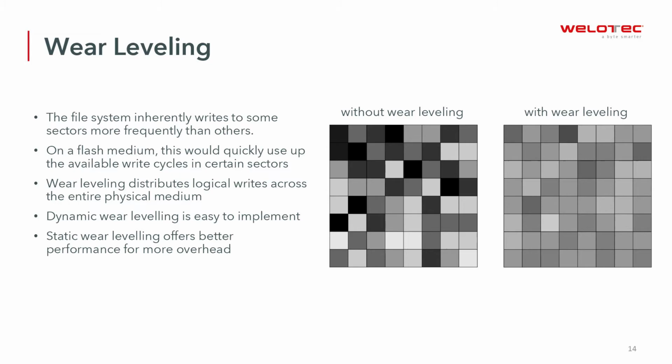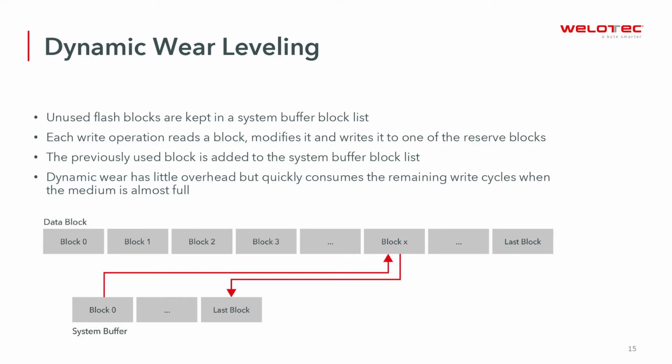There are two major ways of implementing wear leveling. There's dynamic wear leveling, which is easy to implement and has little overhead, and there is static wear leveling that offers better performance. On an SSD without wear leveling, those frequently used blocks I mentioned earlier would be written to the same physical block all the time, and as mentioned, quickly use up its write cycles. Dynamic wear leveling keeps a list of the yet unused blocks on the flash media, and each time a write operation is done, it reads the block you want to modify, modifies it in memory, and then writes it to one of those reserved blocks. The previously used block is now added to this buffer list. However, if your SSD is almost full or under other circumstances, this could lead to the wear leveling algorithm simply exchanging one block with another block from the buffer list all the time and using up those blocks' write cycles while other blocks remain unused.